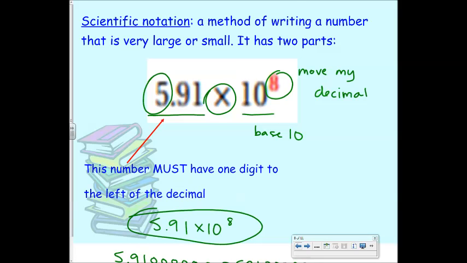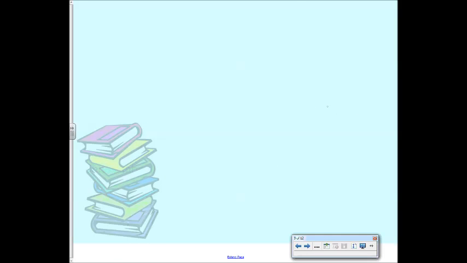So let's say we have this number. Now, before I start, is this going to be a positive exponent or a negative? Positive, because it's a really big number. So that means that it's going to be a positive exponent. Even if it's not a really big number, if it's not a decimal number, it's going to be positive.